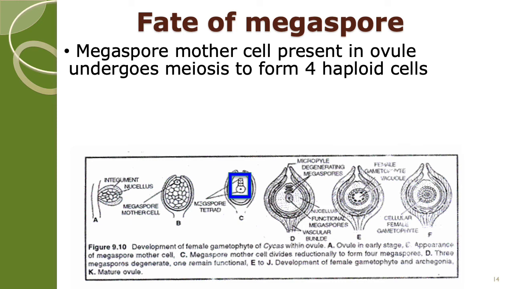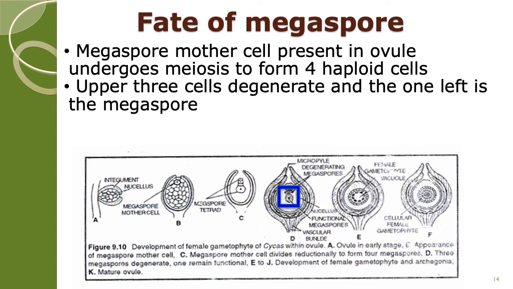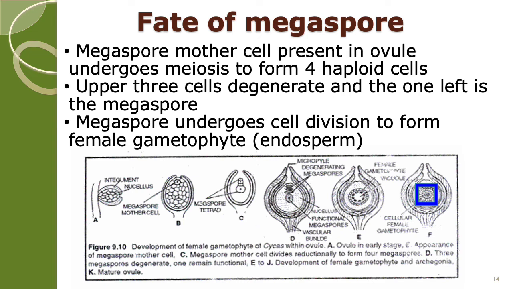Of these 4 haploid cells that are formed, 3 of them are going to degenerate and only 1 is left. This one that is left is called the megaspore. The megaspore is haploid, and it undergoes cell division through mitosis to form the female gametophyte. The female gametophyte is also called the endosperm, and that is what we are seeing in the blue box. So what we're seeing in the blue box is the female gametophyte that formed from the megaspore.